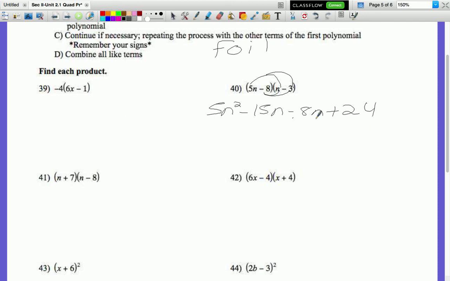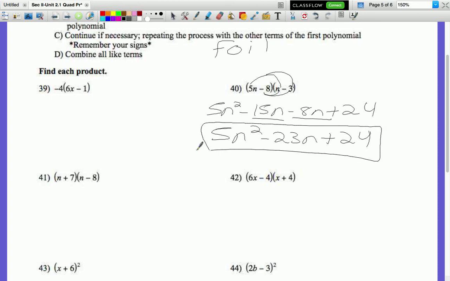Last step, combine like terms. Make sure the variable with the highest exponent comes first. We have 5n squared, negative 15n minus 8n is negative 23n, plus 24. You are done at that moment. The reason why we didn't do 39 is it's just a distribution, times negative 4n. But let's look at a few more examples that look like this.